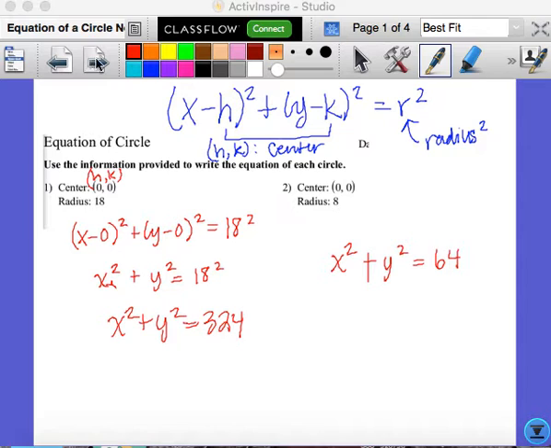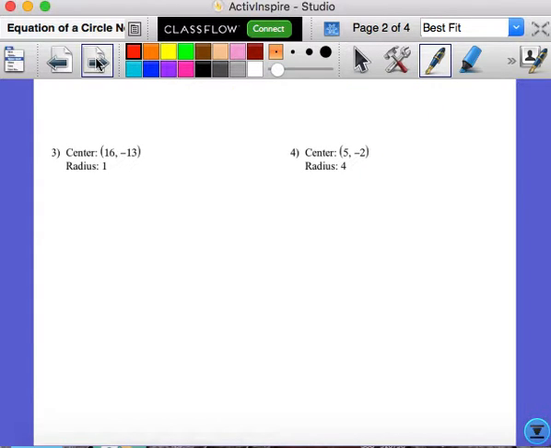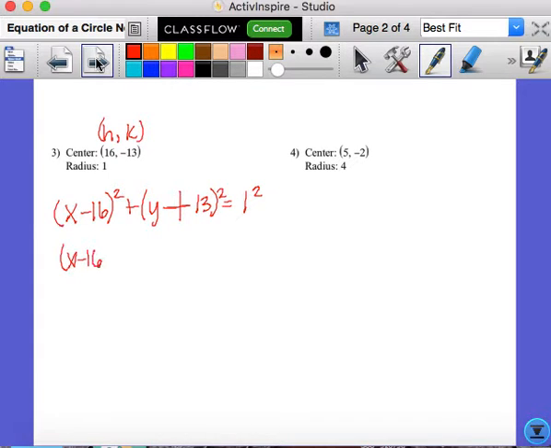Now we're going to build a little bit more difficult as we go. So this time our center is not at (0, 0). So remember again that these are your h and k. So in the first parenthesis, I'm going to say (x - 1)² + (y - (-6))² = 1². So this minus a negative becomes a plus, and we're going to rewrite that just a little bit cleaner here. And we're going to go ahead and square that 1, but 1 squared is just 1. Try number 4 on your own, and then come back to check.